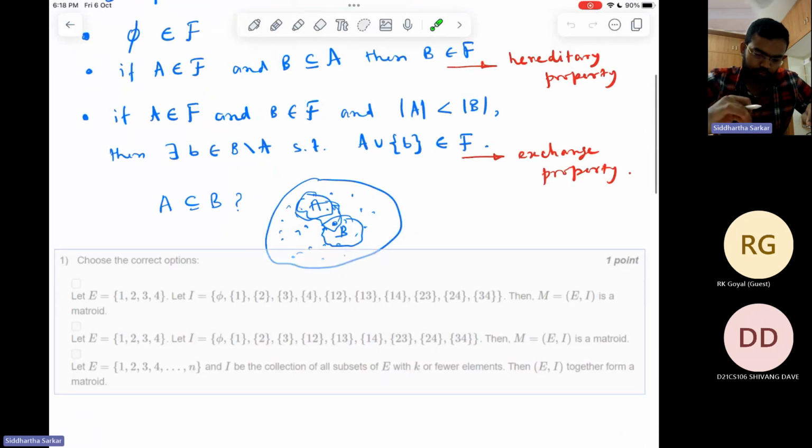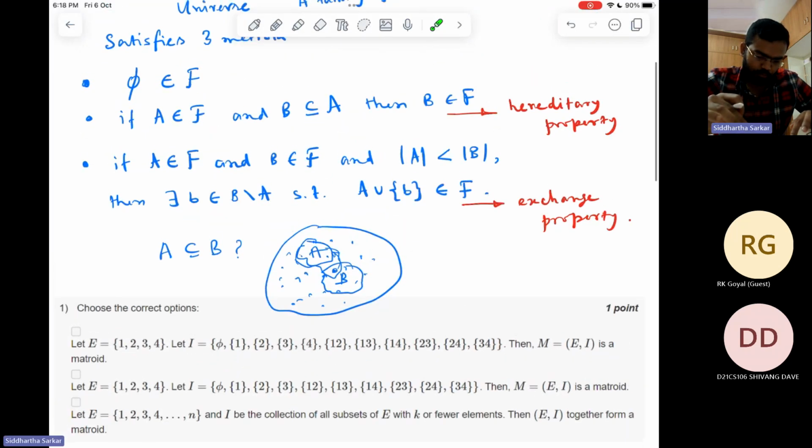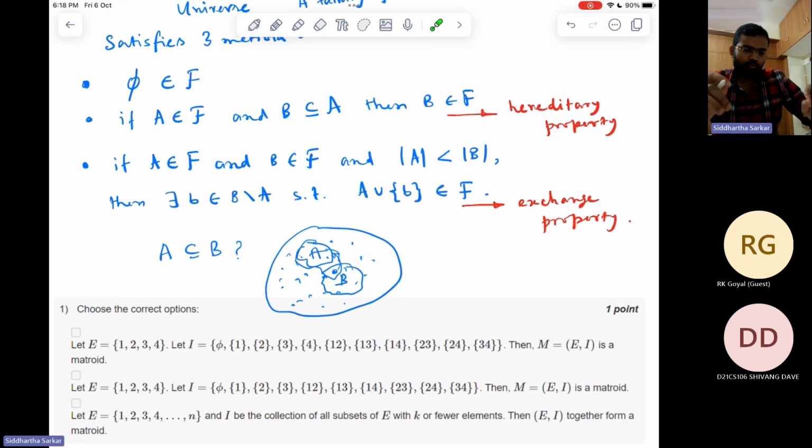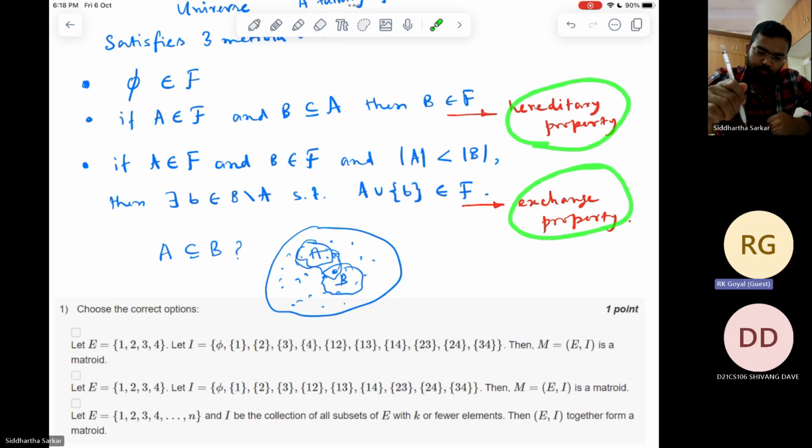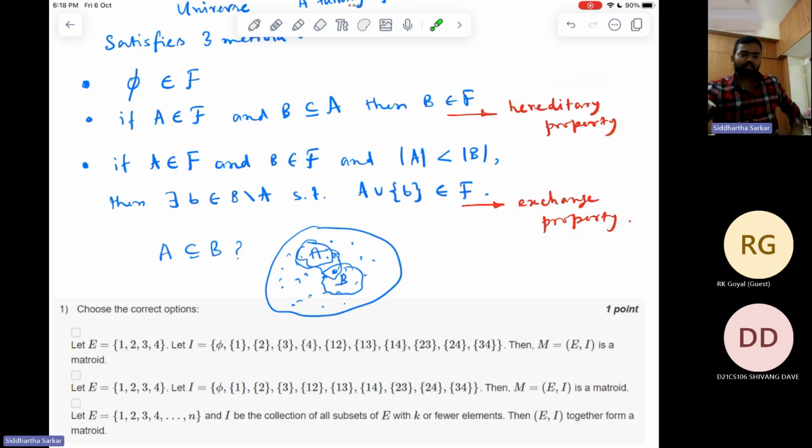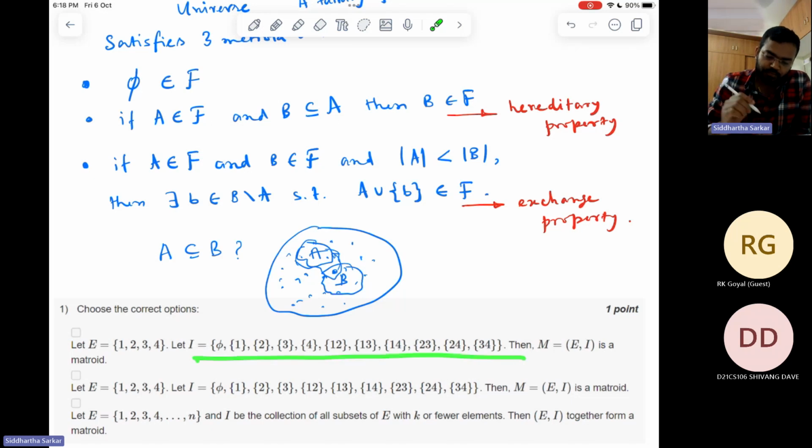Let's do one thing. Let's have both the properties within our view. So you're able to see both the hereditary and exchange property? Yes. So now we are going to do a check. First, we have to check whether the empty set is part of the given family. So that check is trivially true.